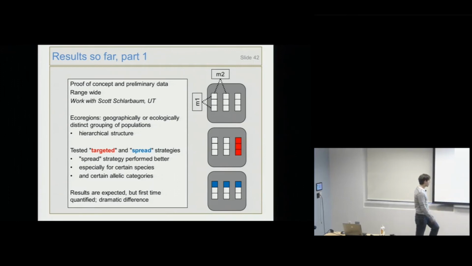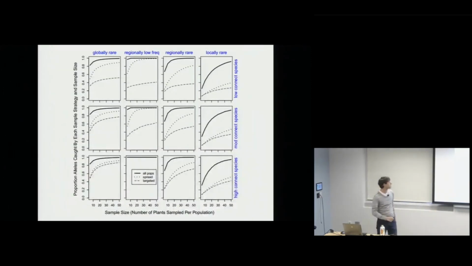The result I have so far is that the spread strategy, which is this one, always performs better, but the relative advantage of that strategy over the targeted strategy depends on the parameters of the simulation, so the species, and it depends on what type of allele we're interested in. Let me show you these results. It's a bit of a complicated slide, but let's focus on the first column. Each column is a different category of alleles. We might categorize alleles by where they occur and what frequency they're at.